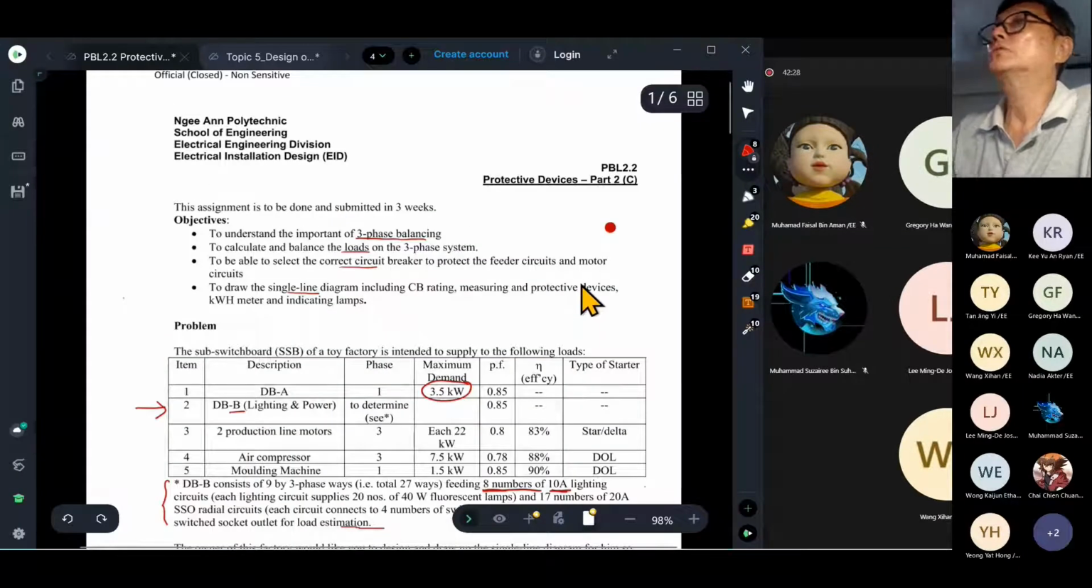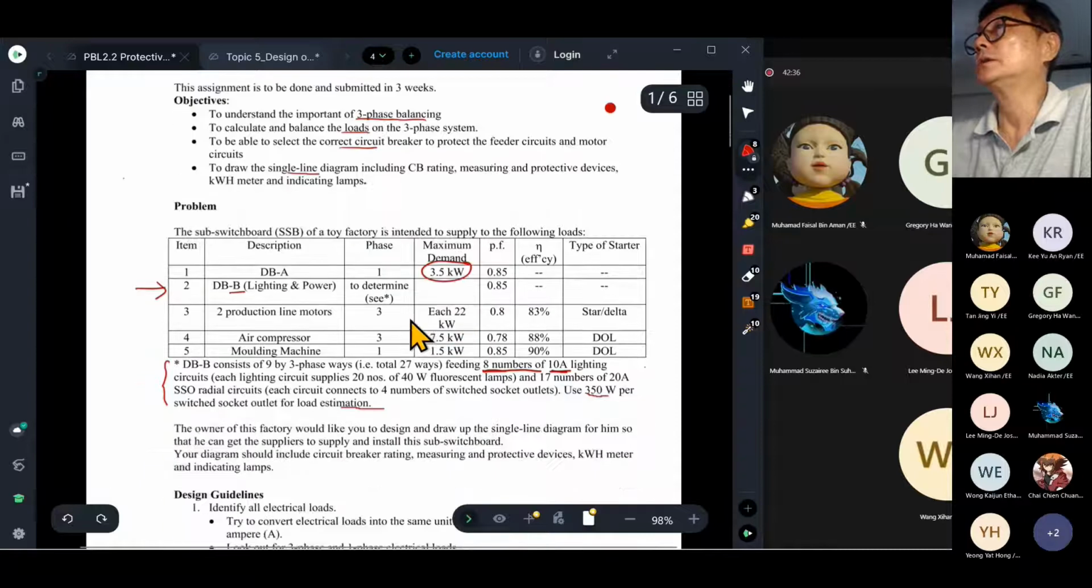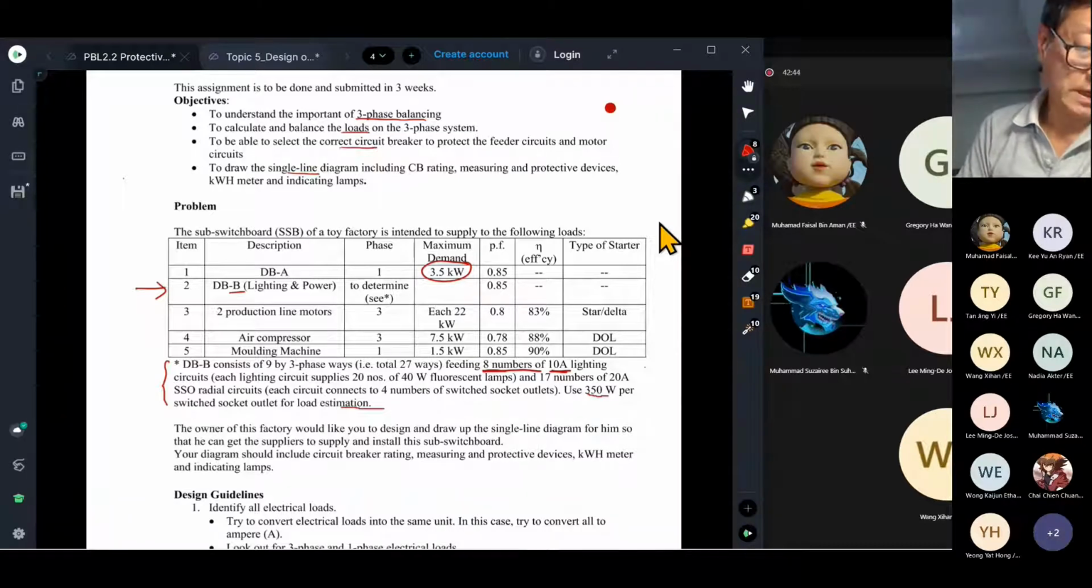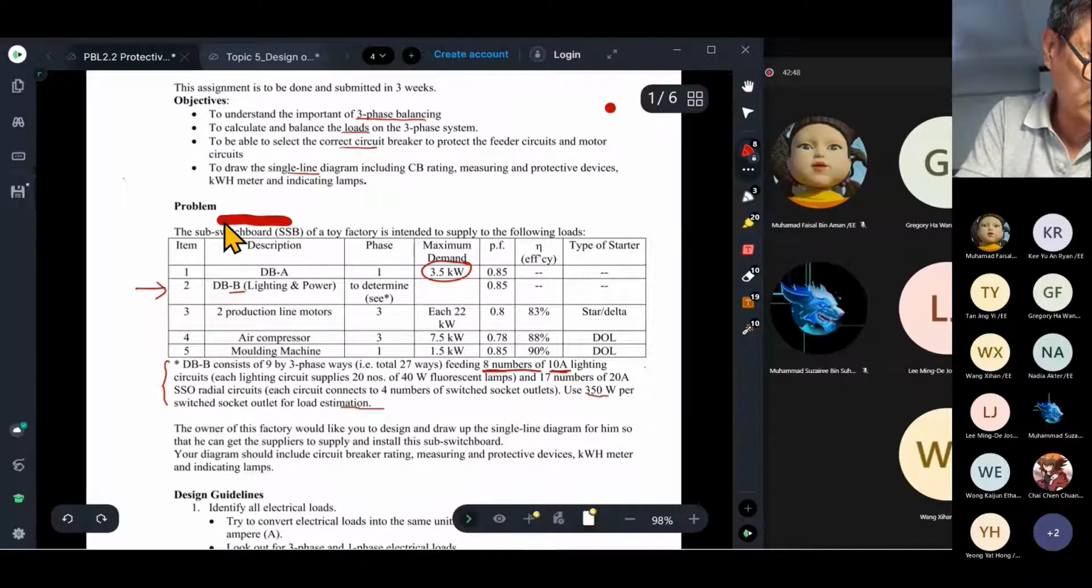Now, if you read PBL 2.2, PBL 2.2 needs you to do something called load balancing before we can do the calculation. So this is the information provided to us. We should pay attention to a few important pieces of information there. For example, we are dealing with a switchboard.